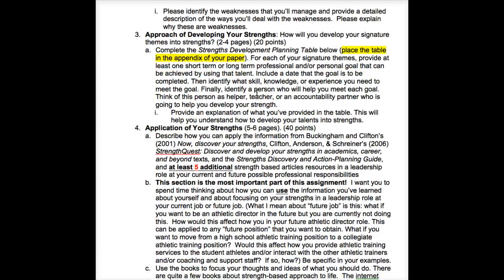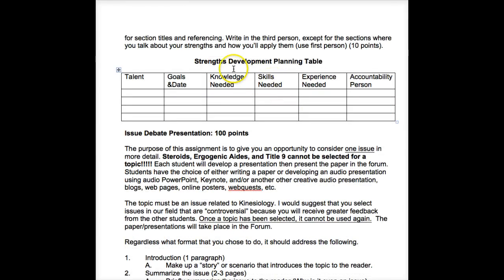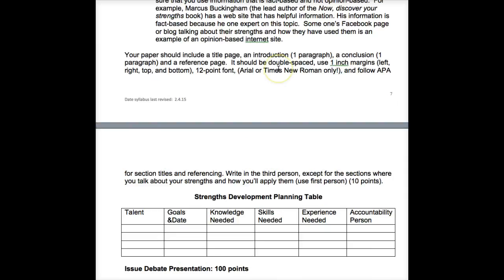Next part of the paper is approach of developing your strengths. How will you develop your signature themes into strengths? This is 2 to 4 pages, 20 points. And so what I want you to do is complete the strengths development planning table. So that's down here, strengths development planning table. Okay.